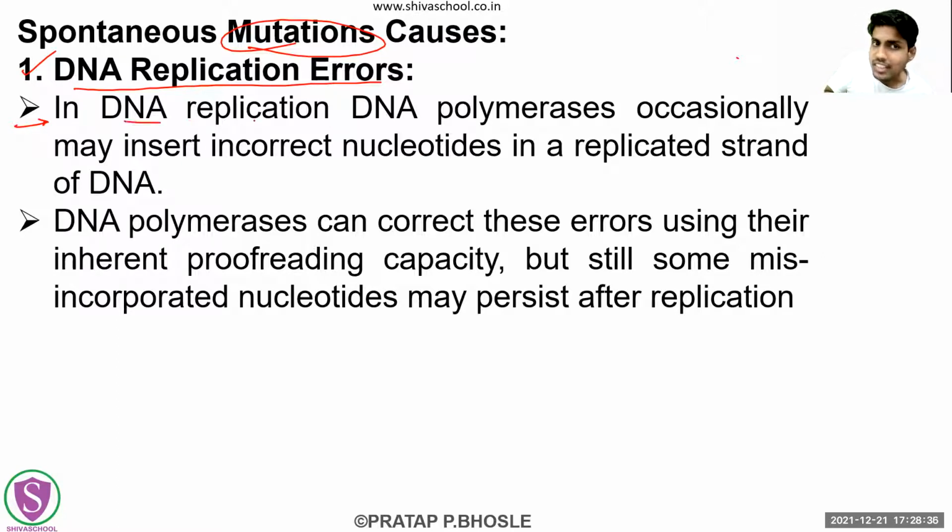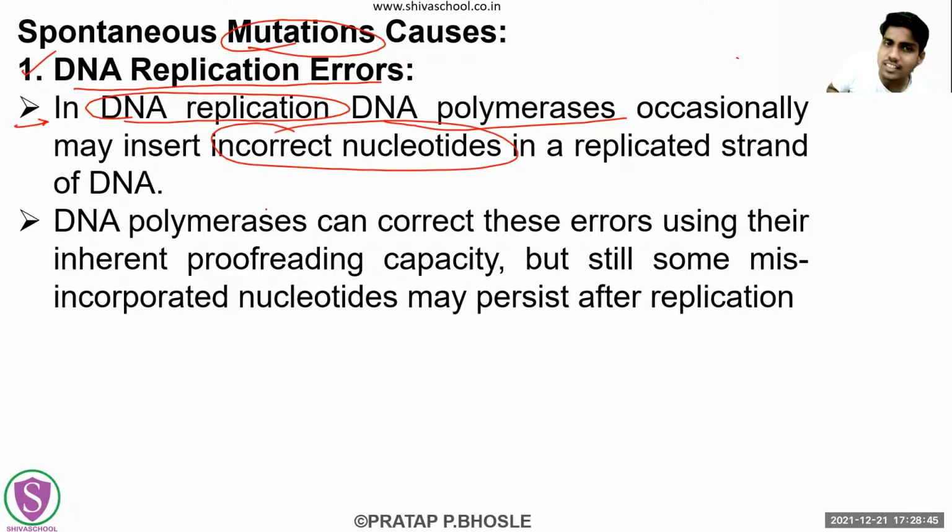So what happens in DNA replication? This DNA polymerase sometimes inserts some incorrect nucleotides in a replication strand. See, right now we are not going to give any introduction of DNA polymerase. So what is the DNA polymerase? First, as we want to talk about DNA replication error, so let's define DNA polymerase. Let's convey to the examiner what the DNA polymerase is and what its role is.